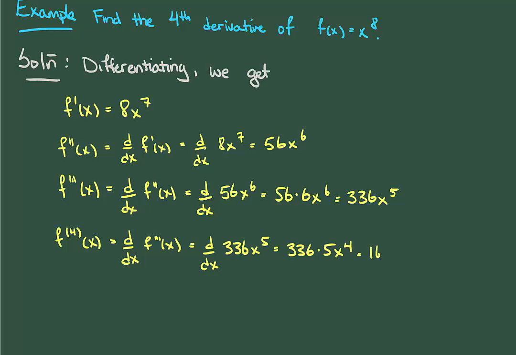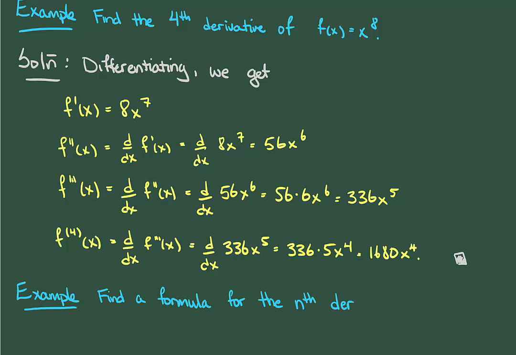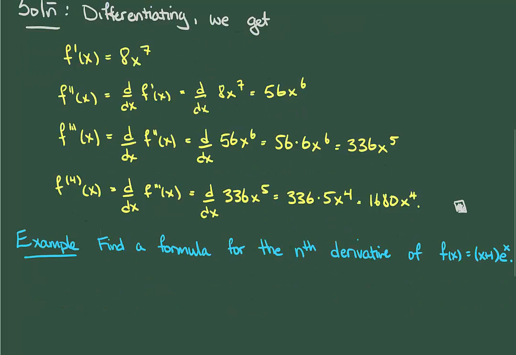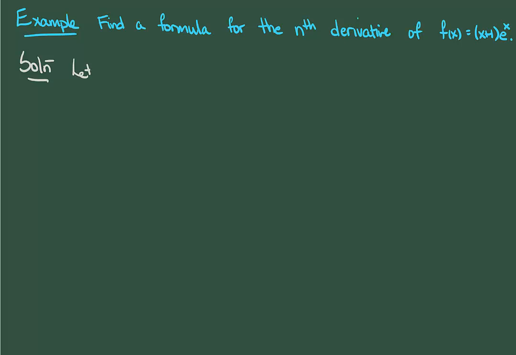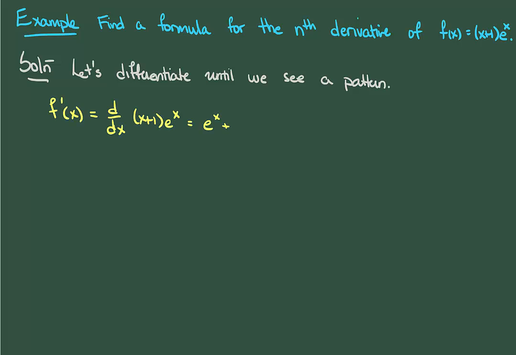the number 1680 correct. Sometimes we can find a general formula for derivatives. Let's give it a try on the function x plus 1 e to the x. In these sorts of cases, we're going to differentiate until we find a pattern, then try to write that pattern down in general. The first derivative is a classic product rule, which we've done before in another video.